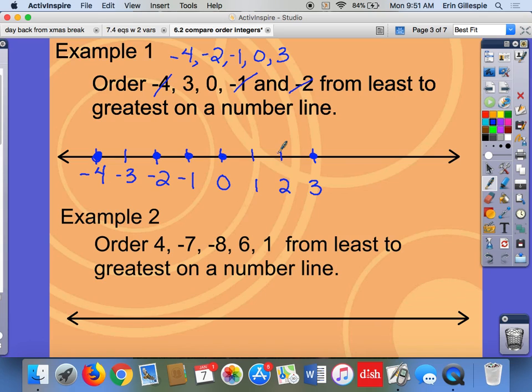All right, so example 2, you've got 4, -7, -8, 6, and 1. Why don't you pause the video and figure this out yourself, and then unpause when you're ready to check the solution.